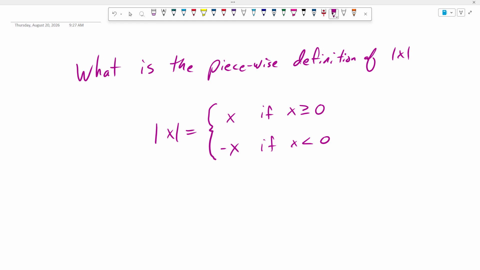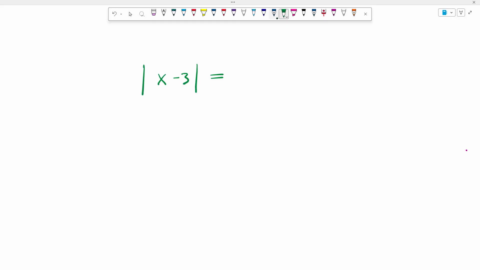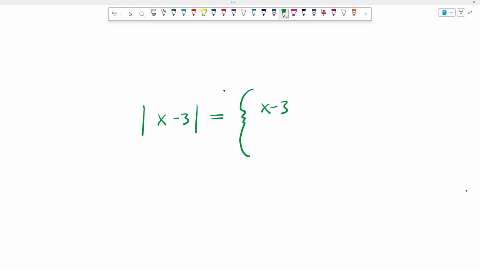Right, this expression depends on the value of x. It's either x or... What would be the piecewise definition of this one, the absolute value of x minus 3? It's very similar. It's either going to be x minus 3 or negative x minus 3. Is this true? Is x greater than 3?